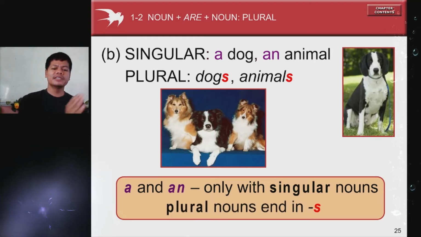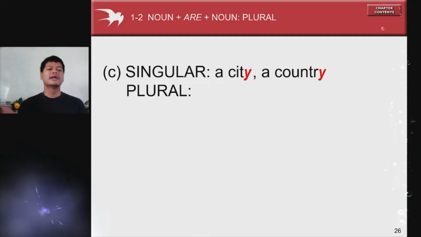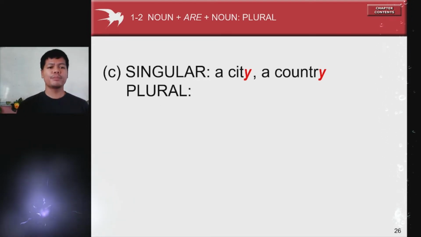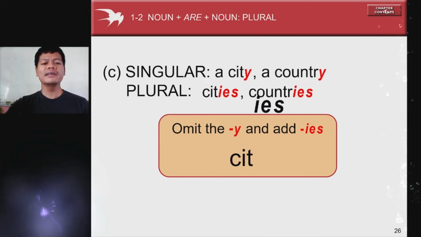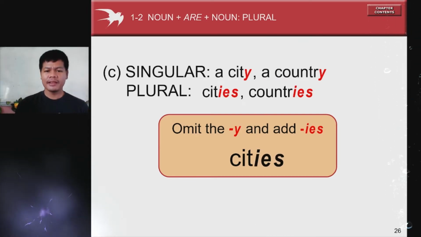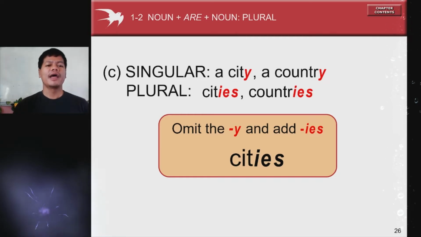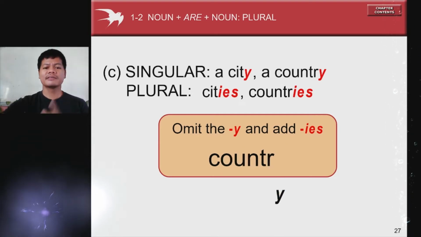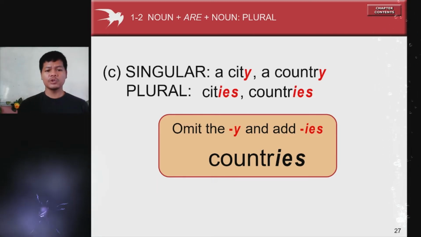Plural noun is or are. Okay, understand? Left, singular: a city, a country. Can you change to plural? City, okay. City means the Y changes to IES: cities. Do you know city? City, one. Cities, more than one city. Country, yes. Country means the Y changes to IES: countries. Okay.